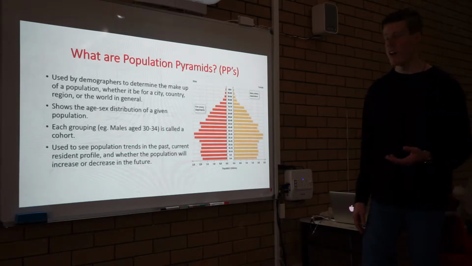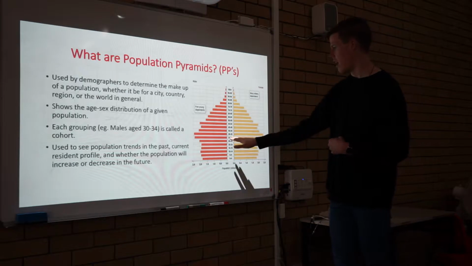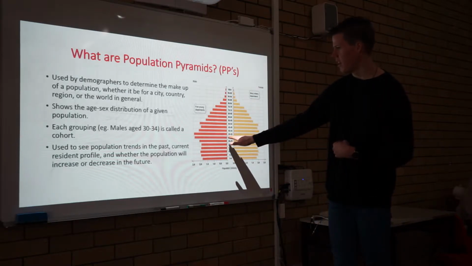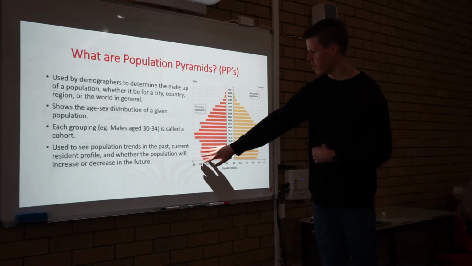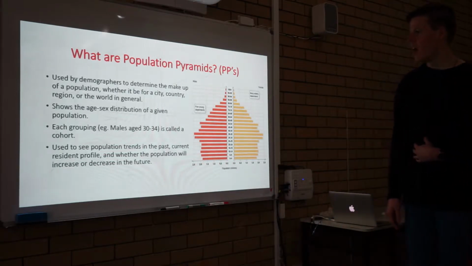A cohort, you might want to know what that is. A cohort is a grouping. So this line going out to the side here is a grouping here, and this is males aged 30 to 34. As we can see, there's almost 2.5 million males in that cohort.